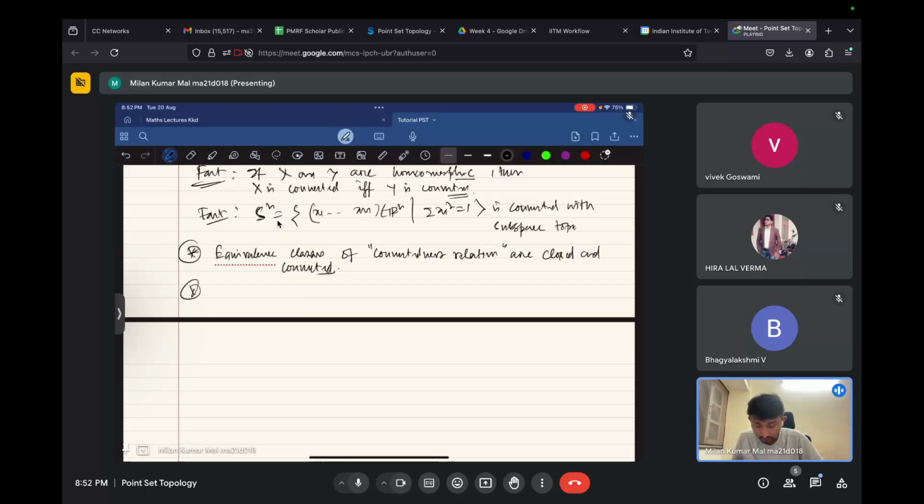And one of the important facts is that if X and Y are connected and X intersection Y is non-empty, then X union Y is also connected. Here X and Y are subspaces.